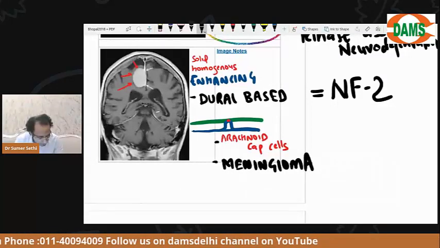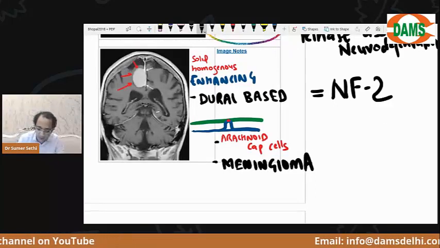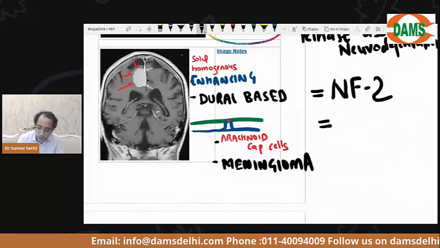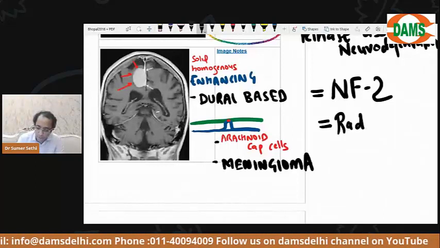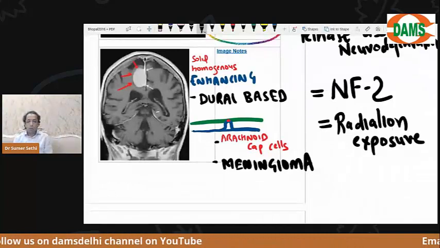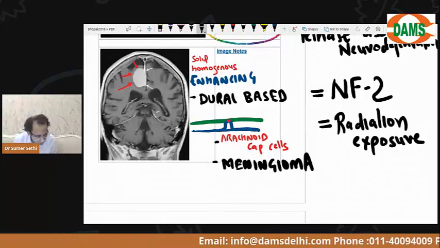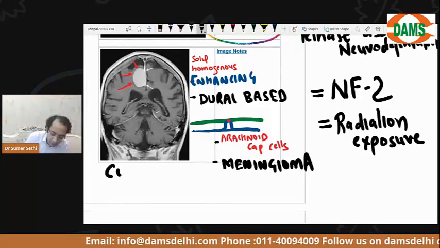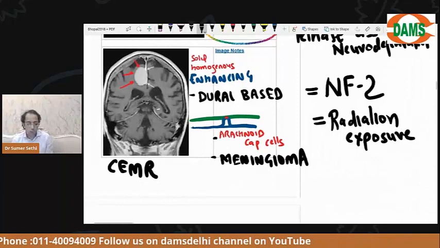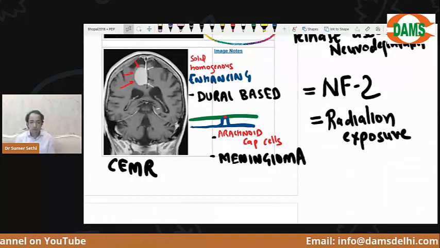बेटा, abscess ring enhancing होगी, ये solid lesion है, how could it be an abscess, है ना? Second is, listen to me, prior radiation exposure. Meningiomas are associated with NF2 and radiation exposure. Okay, what is this MRI? This is a contrast enhanced MRI. Okay, now let's see T1 weighted post contrast MRI. Everybody understands?